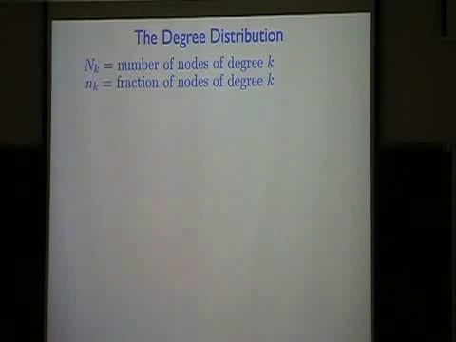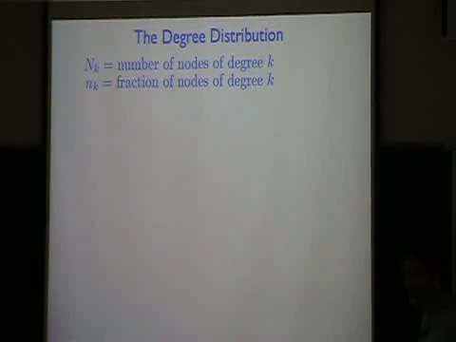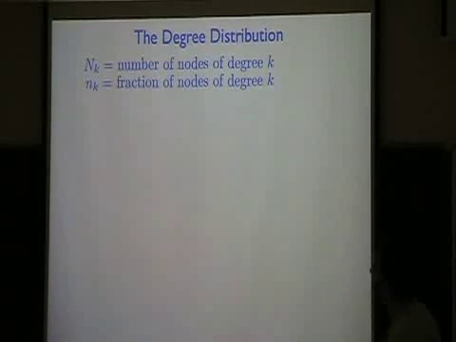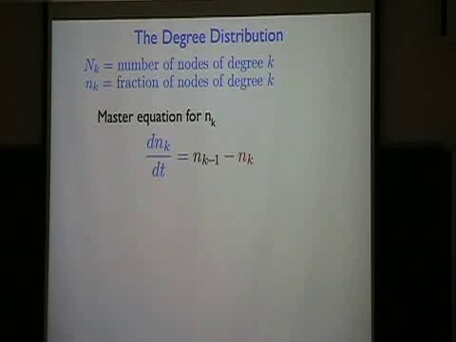There are two versions of the degree distribution we can study. We can study the total number of nodes of degree k, or the fraction of nodes of degree k. And as I hope you'll see momentarily, it's much easier to work with the fraction of nodes rather than the total number of nodes, an intensive quantity rather than an extensive quantity. So here's the master equation for the fraction of nodes of degree k.